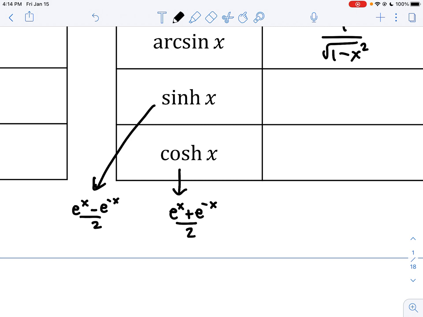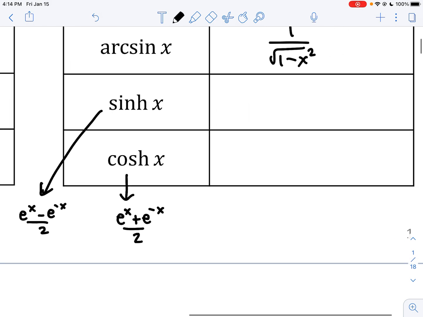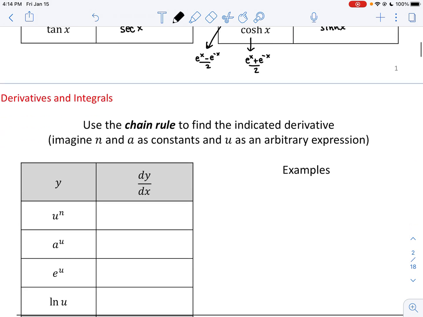And when you differentiate either of these expressions, it turns out that they just toggle back and forth between each other. So the derivative of the hyperbolic sine, or the sinh, is the hyperbolic cosine, or the cosh of x. And the derivative of cosh of x, or hyperbolic cosine of x, is hyperbolic sine. I won't say more about those other than that.